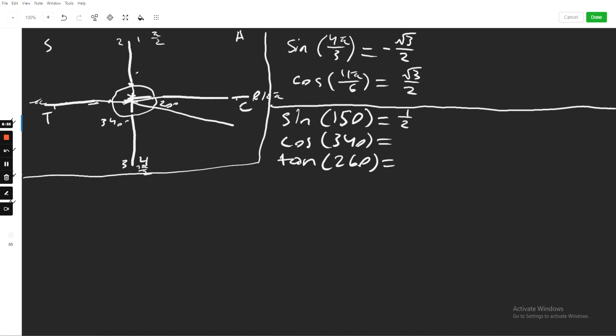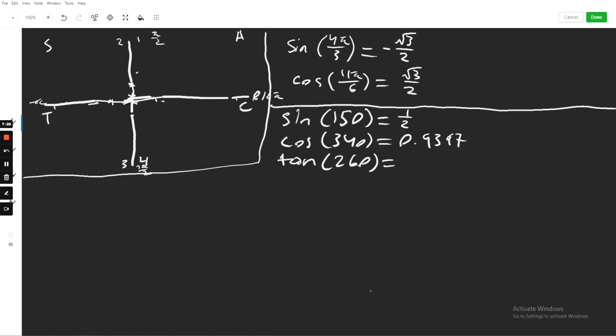So cosine 340 degrees is equal to 0.9397. We don't change the sign again because it is in the proper quadrant. Now we can move on to the final example of determining equivalent trig ratios using related acute angles.